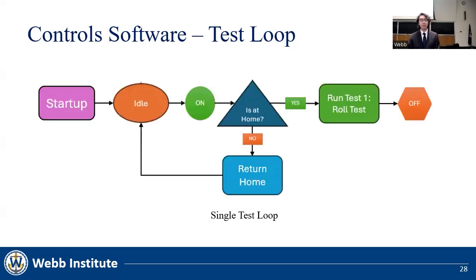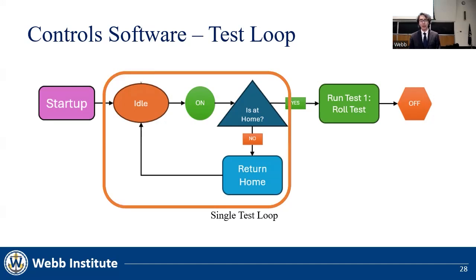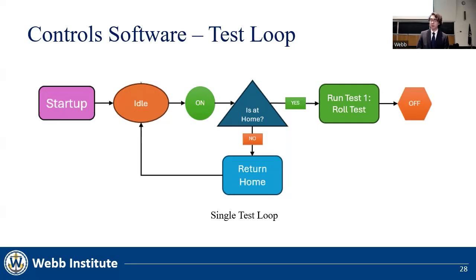Here, the block diagram of a single branch of the testing logic is shown. This branch is specifically for the roll test. It also makes sure that the glider returns to its default home position before running a test. This loop will continue into a similar loop with a different test once the roll is completed.